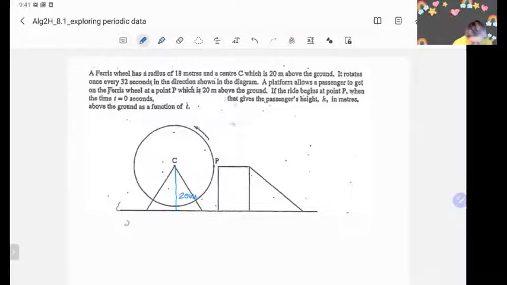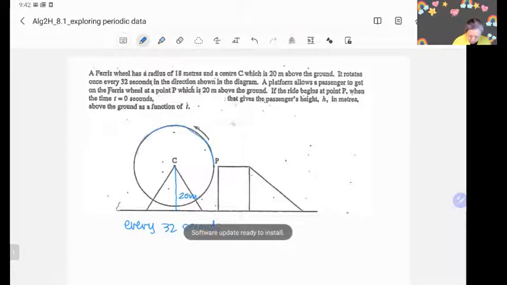So it's 32 seconds. Then if you start from this point P, it will go all the way around and hit the original P position after 32 seconds. Wait, is it too fast? Oh my God, I would not be able to get on this Ferris wheel. It seems really, really fast to me. Okay.